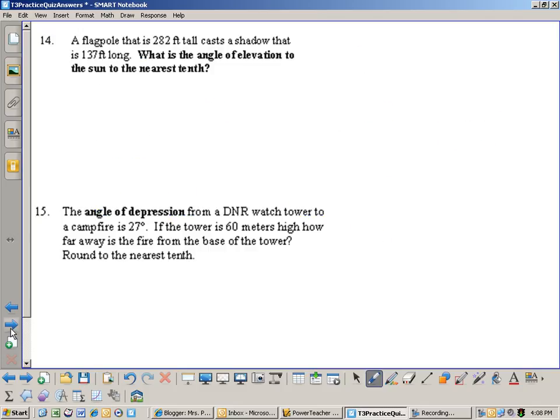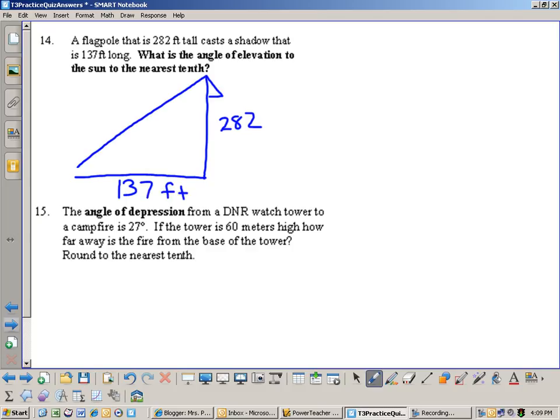So we have a flagpole that's 282 feet tall, and it casts a shadow that's 137 feet long. What we want to remember, shadows are on the ground. So what is the angle of elevation to the nearest tenth? So this is the angle we are looking for. So again, now we have an opposite side and we have an adjacent side.